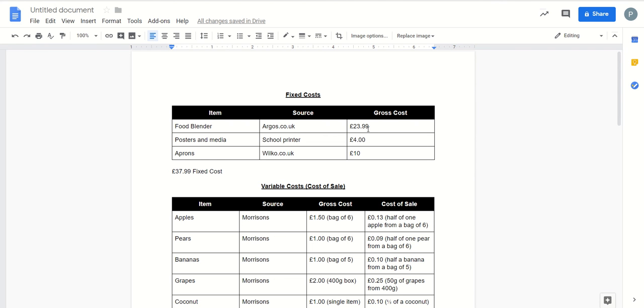That is quite a steep price for a young enterprise project in a school. So how about I borrow the blender from food tech or from a parent instead of putting it down as a business expense? I'm going to keep the posters and the aprons in there, and let's see what happens if I remove the blender. So instead of having £37.99 for all of this, I'll put it down to £14 just for the aprons and the posters.